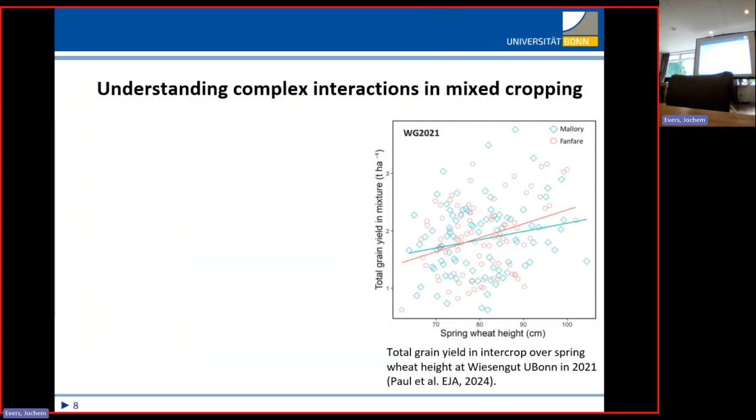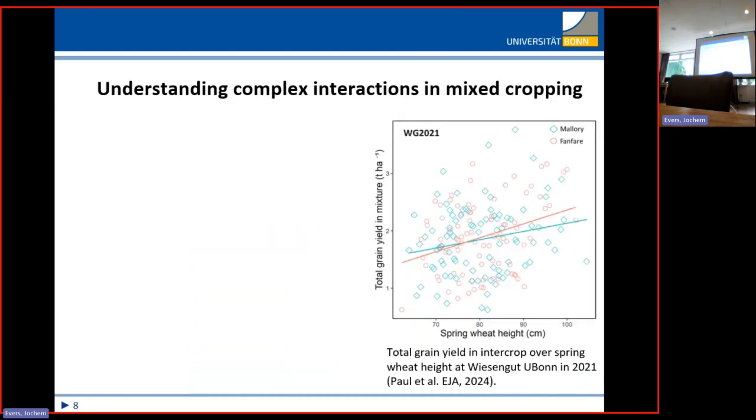And what we found out, or we saw, and I'm sure Madhuri has shown it, is that there's a weak correlation between the grain yield in the mixture and the spring wheat height. But obviously, it's quite a cloudy thing. Yeah? So maybe it was not the key trait.